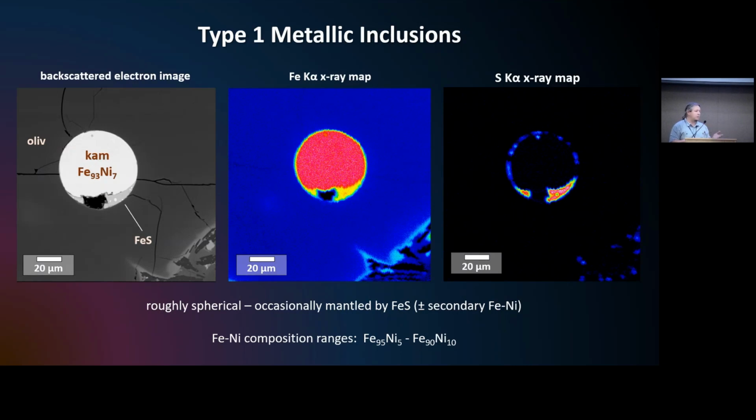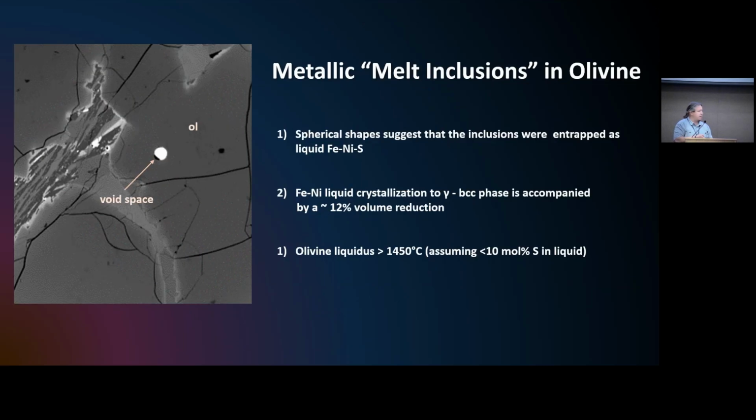The inclusions in the olivine are almost always spherical. They have a really consistent iron-nickel ratio in the metal, almost always about Fe95 to Fe90, the rest made up by nickel, and there's almost always a little bit of troilite that rims them. I've interpreted these as metallic melt inclusions, so to speak. That's the best term I can come up with for these textures.